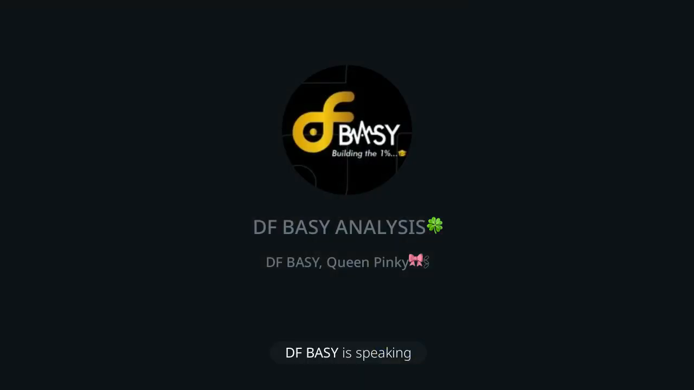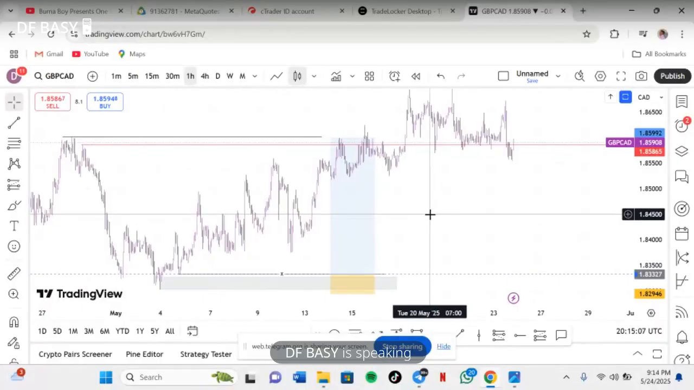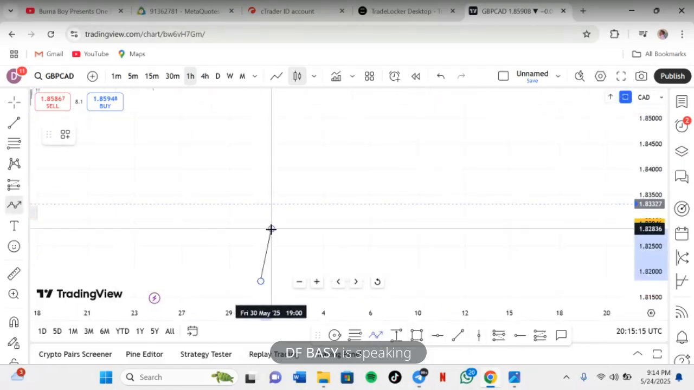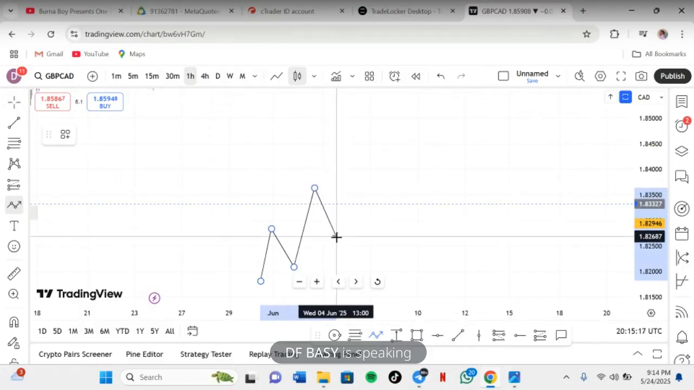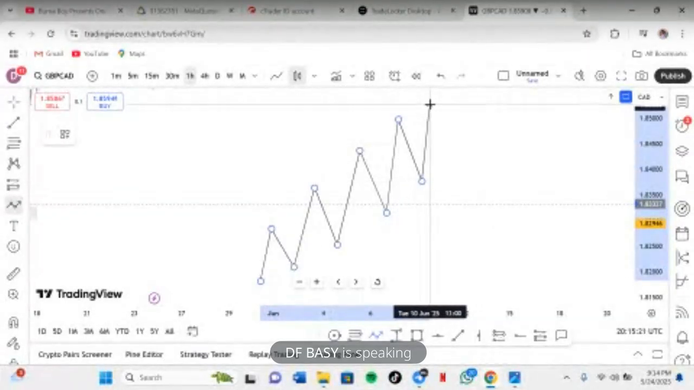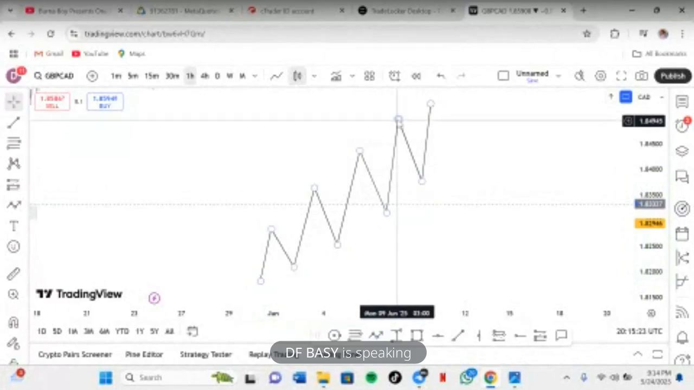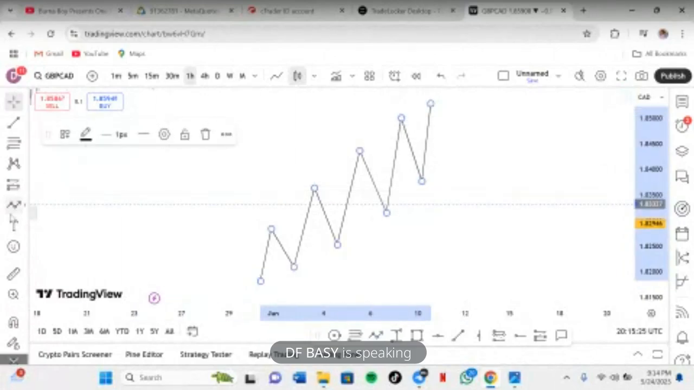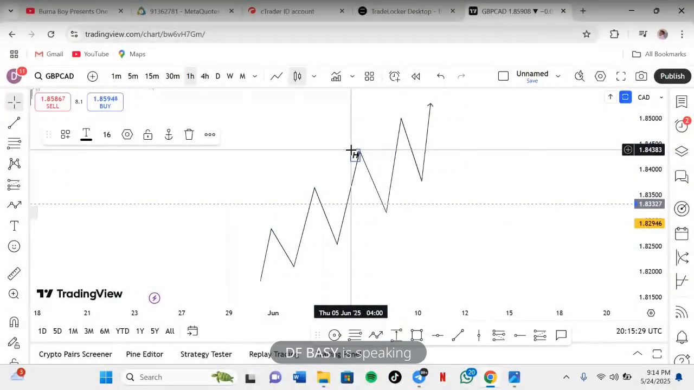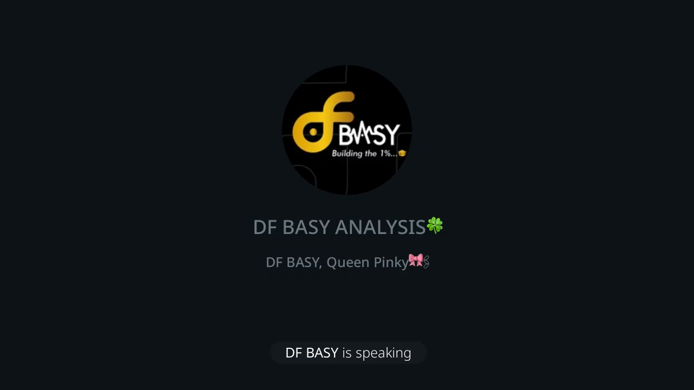Okay, so when you want to say the market is bullish, right? You need to see the market going to the upside. The upside is in the sense that the market will be creating what? Higher highs and higher lows. Higher highs, higher lows, higher highs, higher lows, higher highs. Right? So this is a higher high.